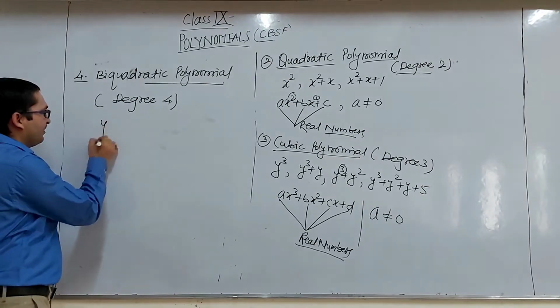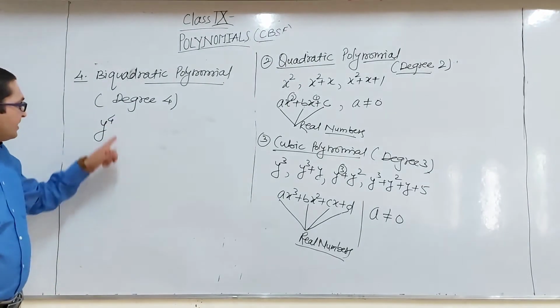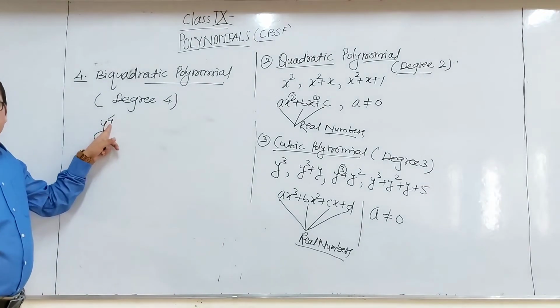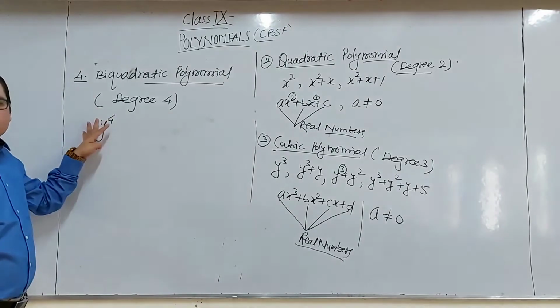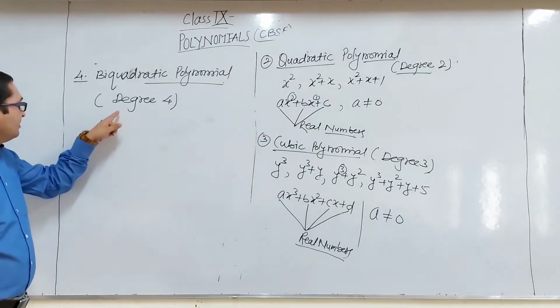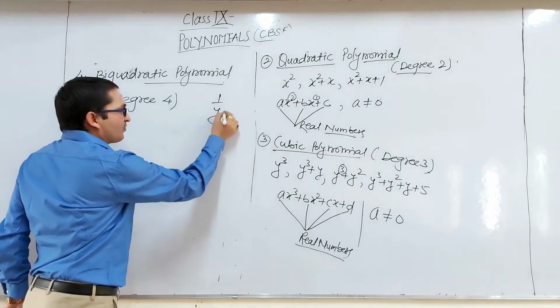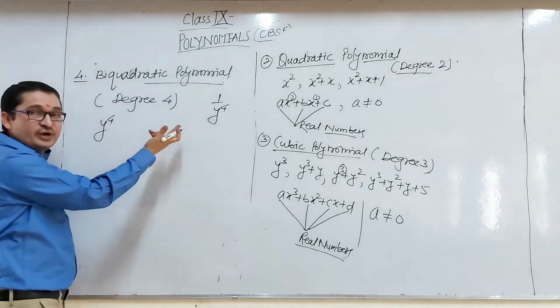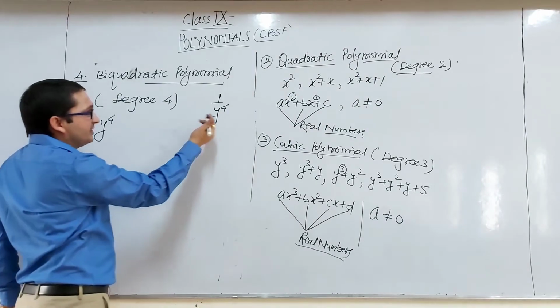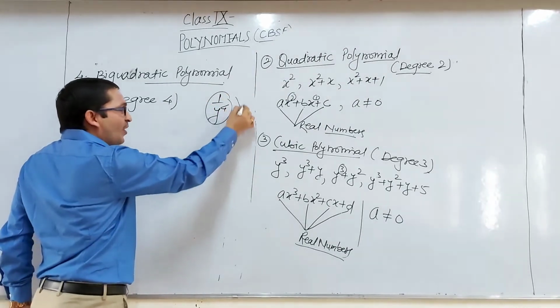Suppose y raised to power 4. What is the power of this variable? 4. First thing, y raised to power 4 is a polynomial in y. This 4 is a positive integer. If I write 1 upon y raised to power 4, is it a biquadratic polynomial? No. Why? The reason is that, first thing, this is not a polynomial.